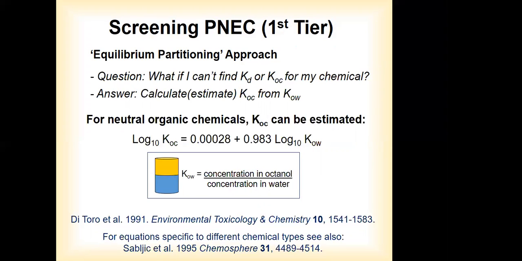And Di Toro et al. in 1991 derived this regression equation from which we can estimate the KOC from the KOW. Now, to find the KOW, you can look it up in a textbook or online, or you can look up the solubilities in octanol and water for your chemical, and you can simply calculate the KOW. Once you have that, you've got your KOC. From that, you can get your KD. You can go all the way back and calculate your screening PNEC. And there was some further work done by Sabljic et al. in 95, which refined some of these equations so you can get regression equations for specific sets of organic chemicals.